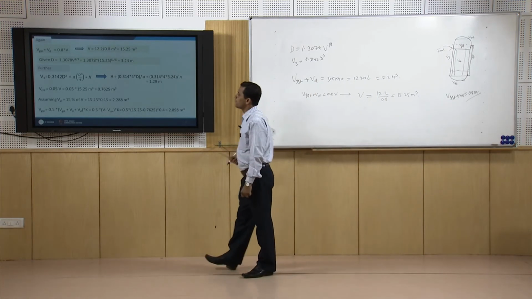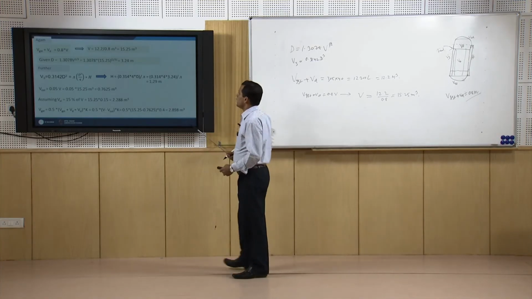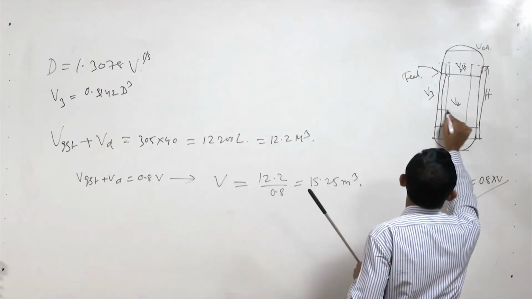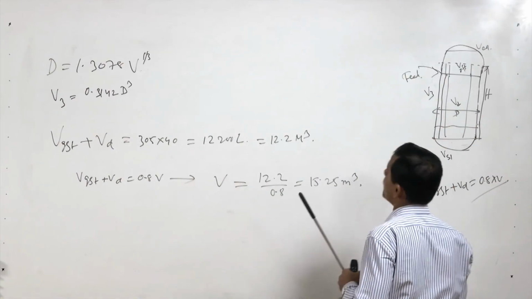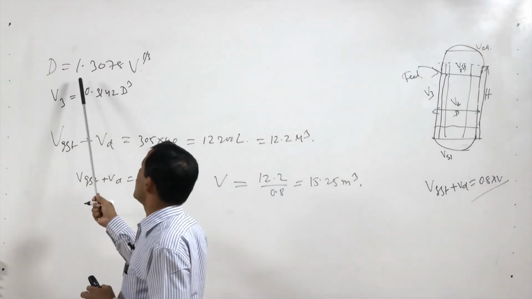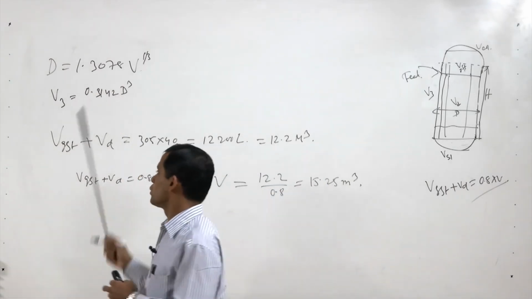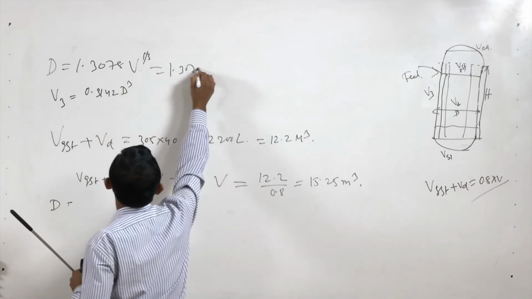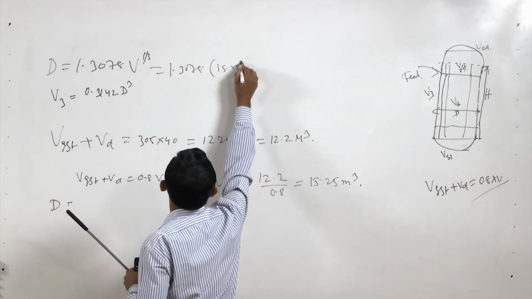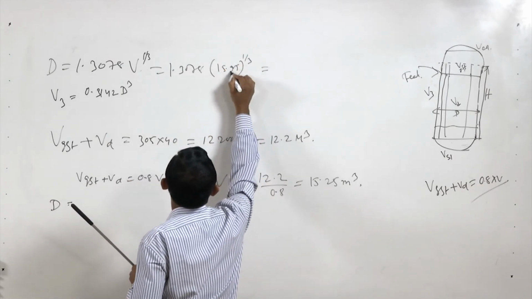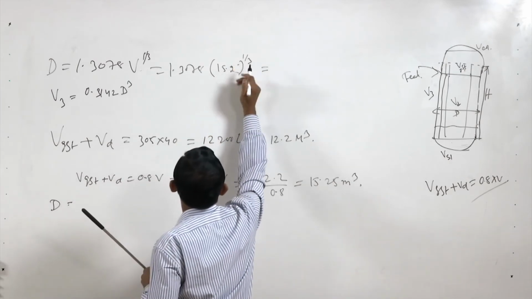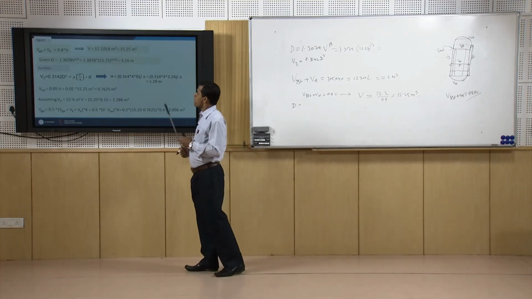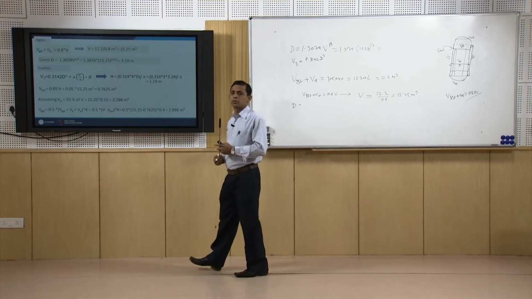Now we will have to get the different zones. One piece of information is given: D is the diameter of this cylindrical part, and D is equal to 1.3078 into V to the power 1/3. So D is equal to 1.3078 into 15.25 to the power 1/3, and we get 3.24 meter.